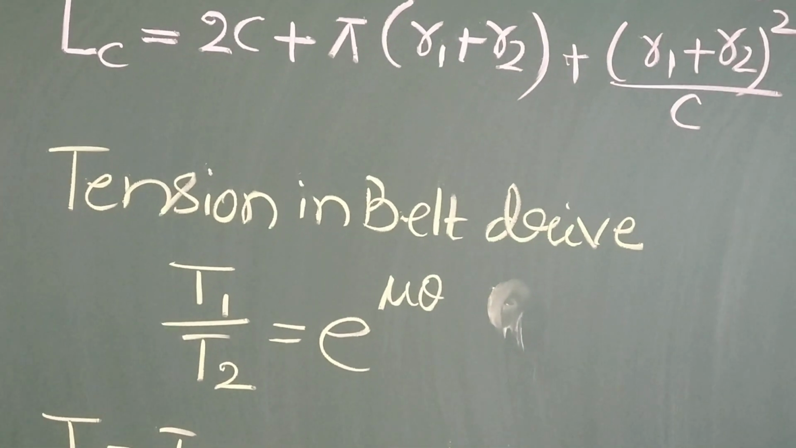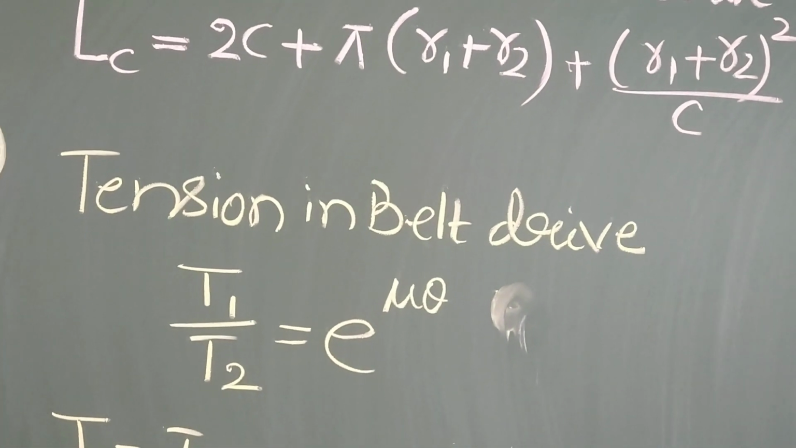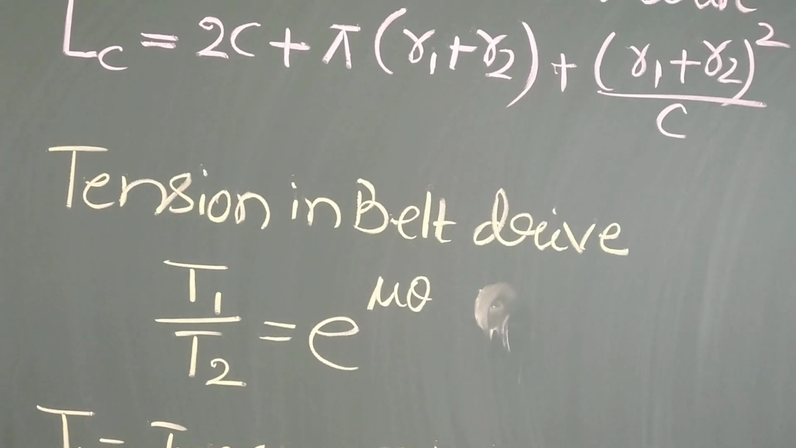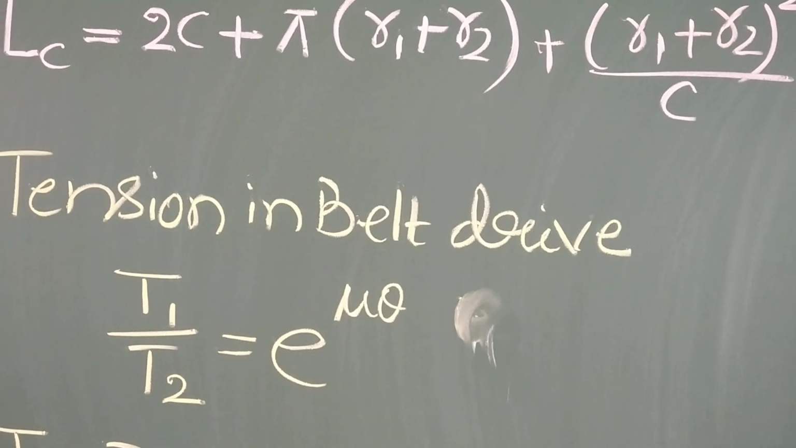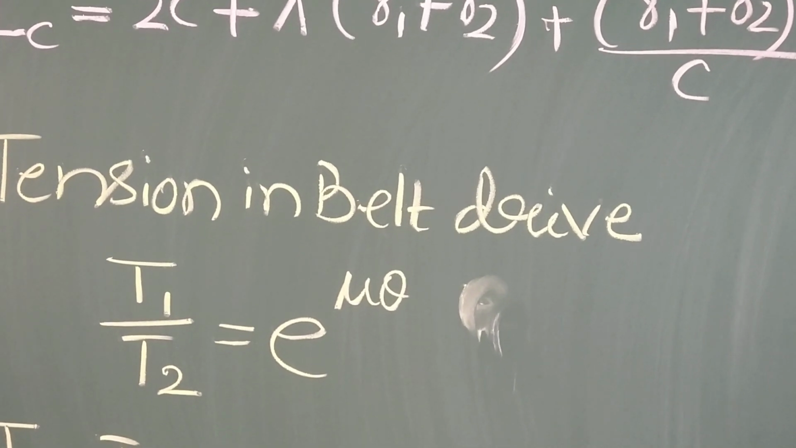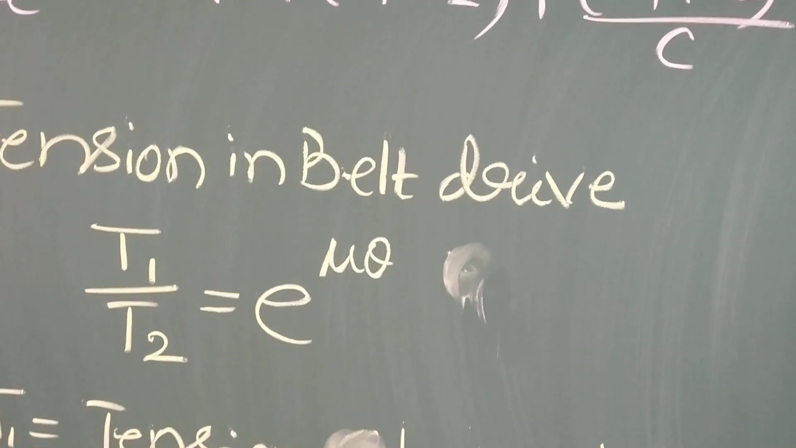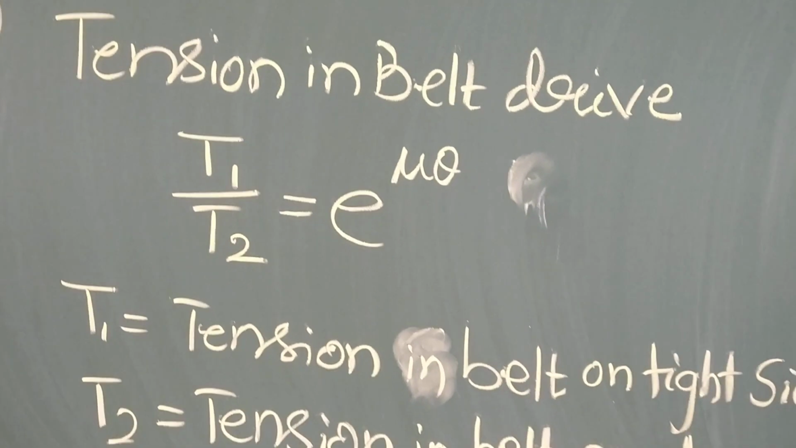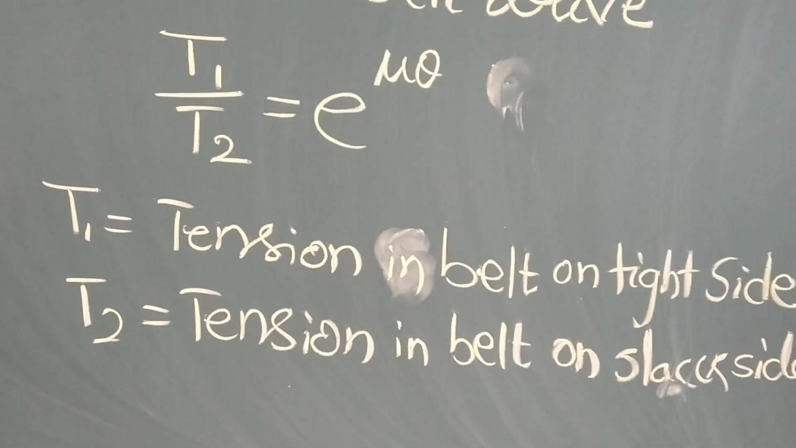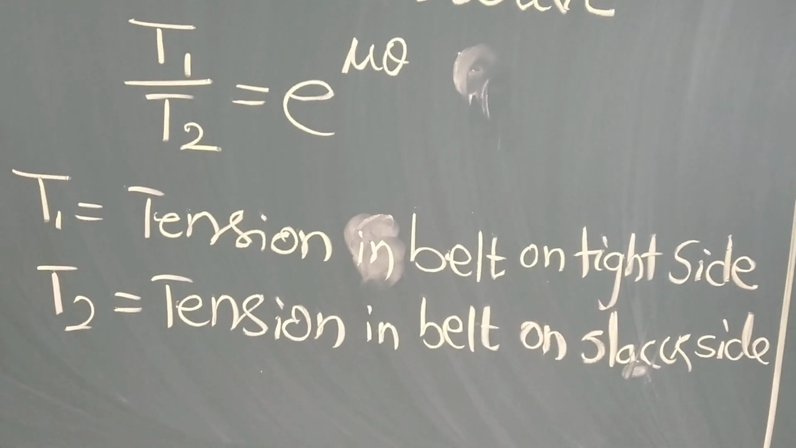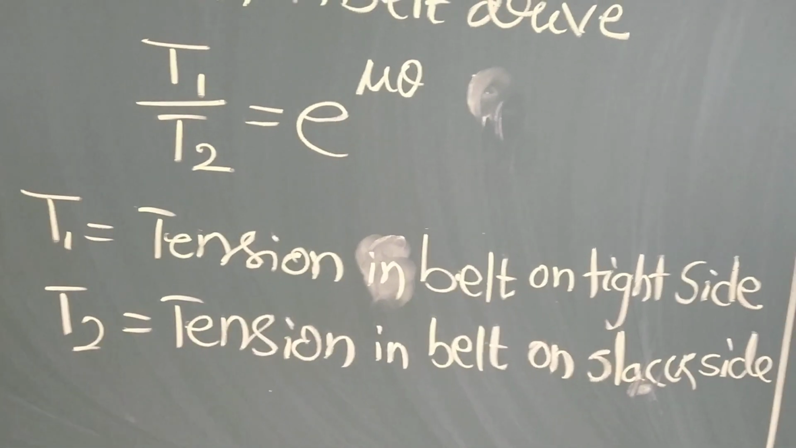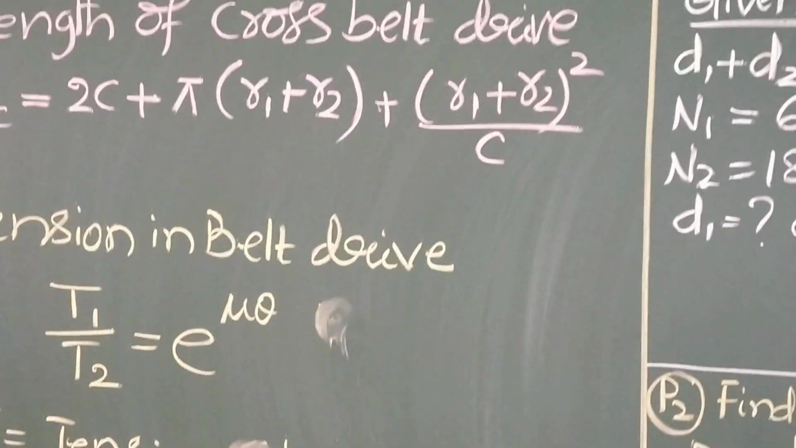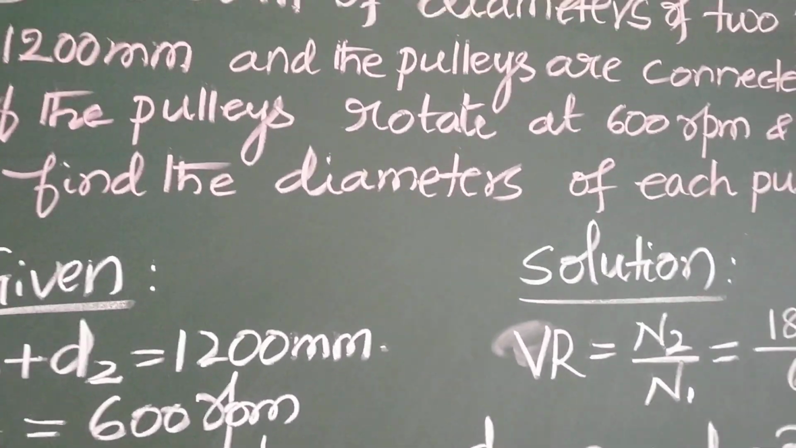What is the ratio of tension in the belt drive? It is given by T1 by T2 equals e to the power of mu theta, where mu is the coefficient of friction between the belt and the pulley surface, and theta is the angle of wrap between the belt and the pulley. And theta is always expressed in radians. T1 equals tension in belt on tight side and T2 equals tension in belt on slack side. Having now learned the various formulae, let's go to the numericals.